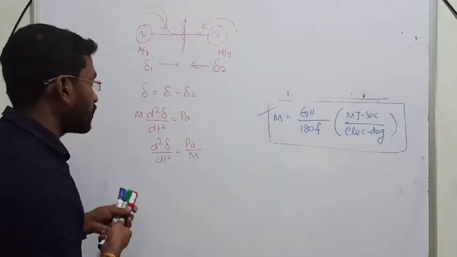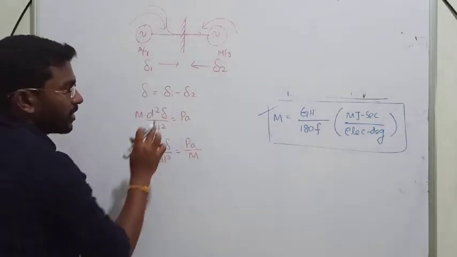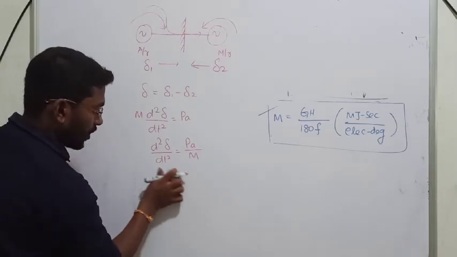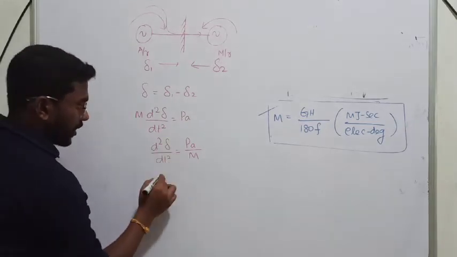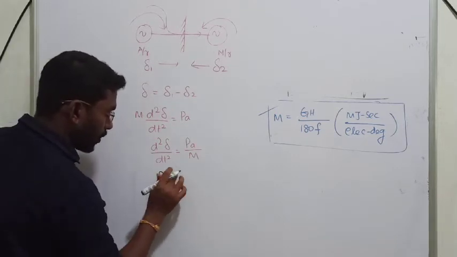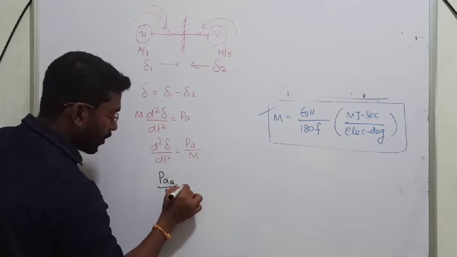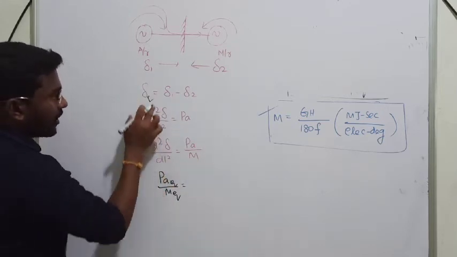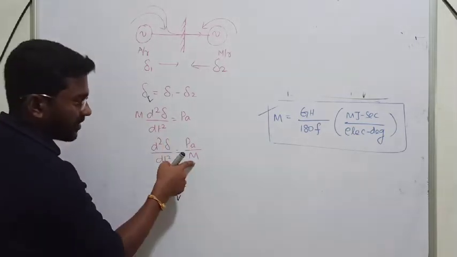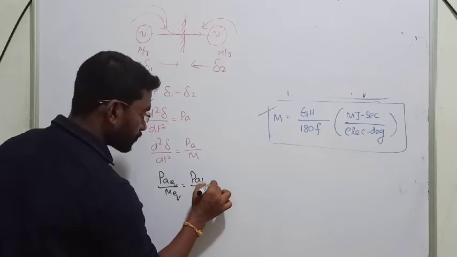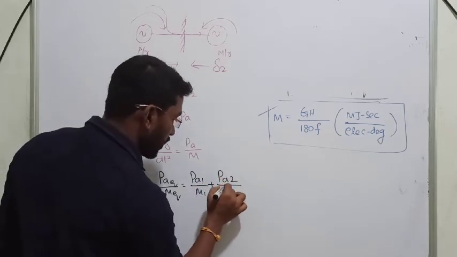Now from this, what am I supposed to do? If del is equal to del 1 minus del 2, then this one can be written as d square del, let me write like this. Then this one can be written as Pa equivalent divided by m equivalent is equal to, this is del equivalent. For this del equivalent, this is the equation: Pa1 divided by m1 plus Pa2 divided by m2, right?